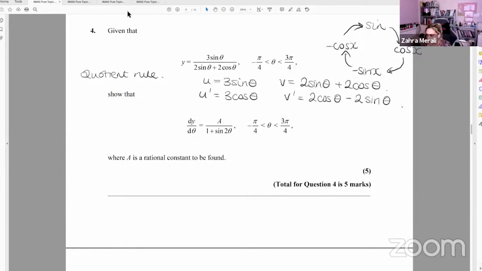And then using your quotient rule formula, you're going to have v dash times u. So we get 3 sine theta, so dy dx equals 3 sine theta. Oh, sorry, I've done it the wrong way around. Excuse me, I was about to use the product rule. Quotient rule is v u dash. So we're going to multiply those two and then minus multiplying those two over v squared.